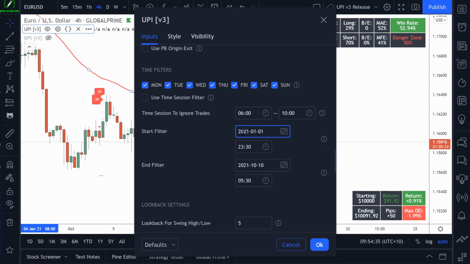To disable them, just set this to a really far back date and set the end filter to a really far away date.